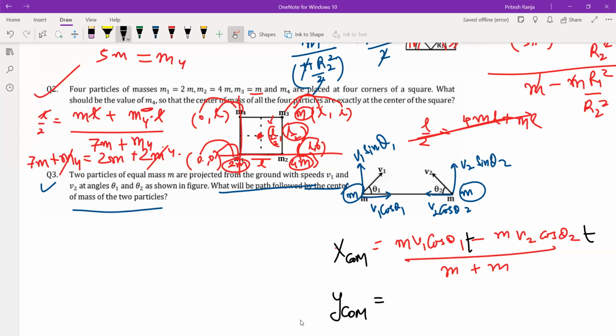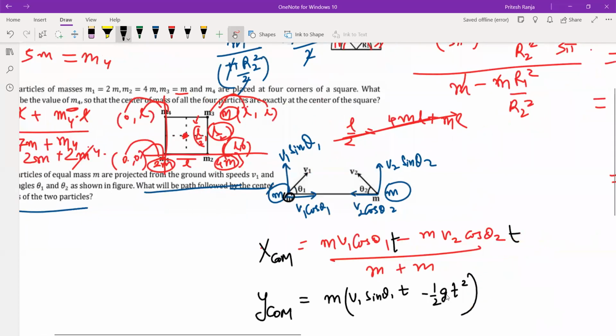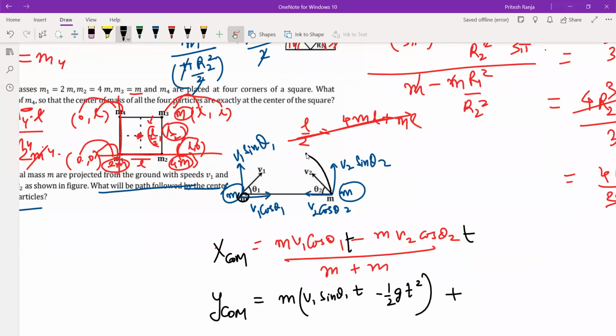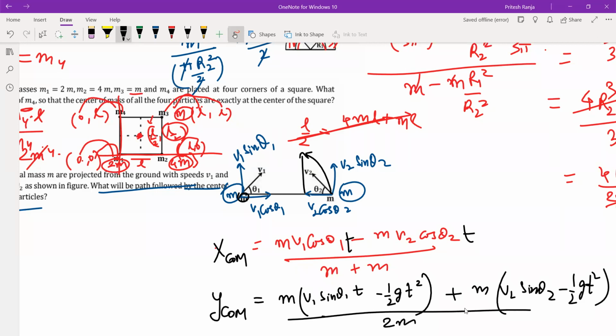So y में initial velocities क्या है? Means basically its mass into its position coordinate after time t. So it will be m into ut, that is v1 sin theta 1 into t minus half gt square, right? This will be the position coordinate. And similarly you will have for another particle, वो भी ऊपर ही जा रहा है, right? But it's covering positive displacement along y direction. तो यहाँ पर भी प्लस होगा, प्लस m into v2 sin theta 2 minus half g t square. Everyone understood this, how we have added here?